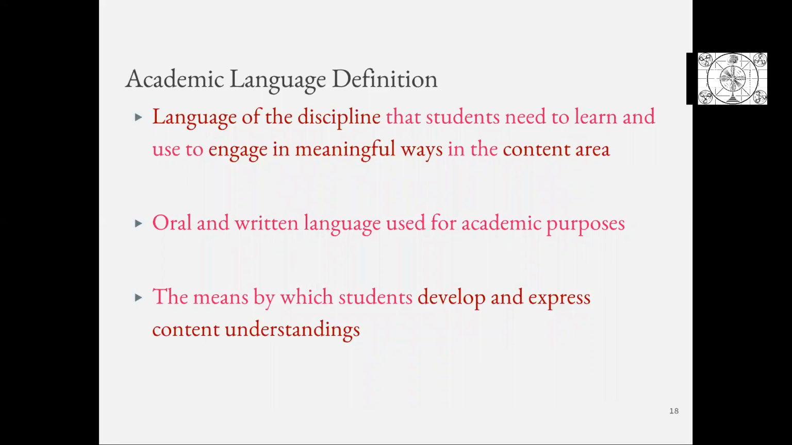Academic language is the language of the discipline that students need to learn and use to engage in meaningful ways in the content area. In other words, it's the oral and written language that students need in order to participate in a discipline, to understand, learn, and discuss and ask questions about content-specific concepts. Each content has its own academic language, which includes vocabulary and terms, but also includes syntax, or ways of organizing words and symbols, and discourse, ways of writing and discussing content.